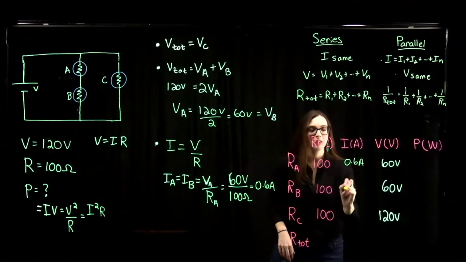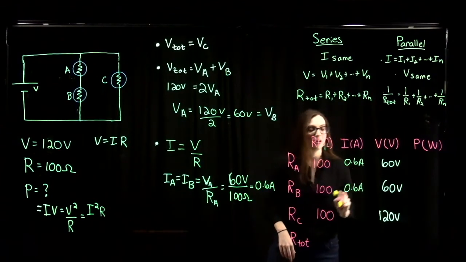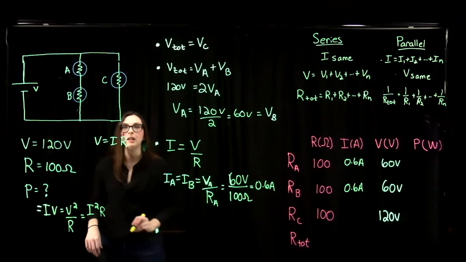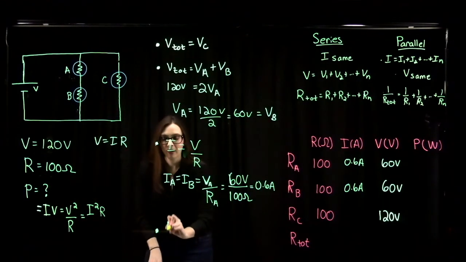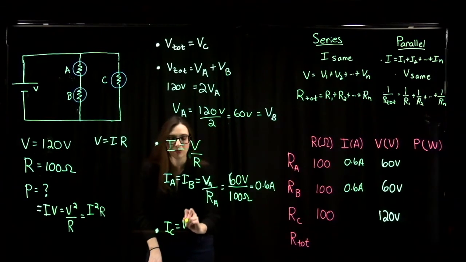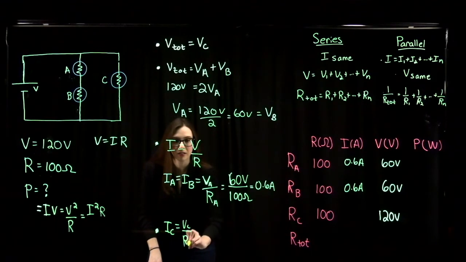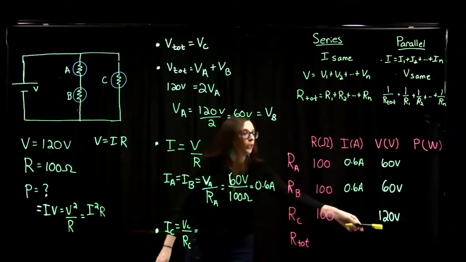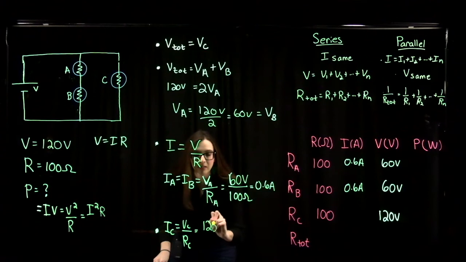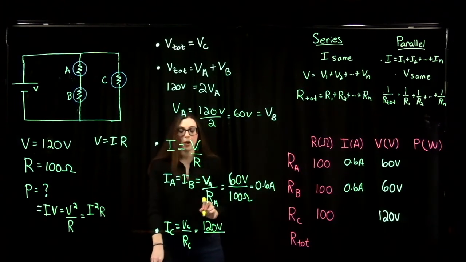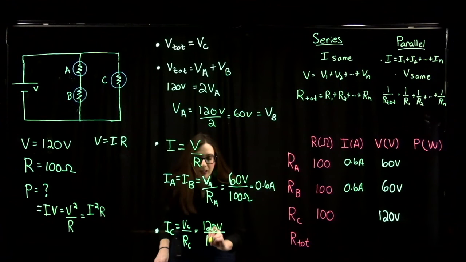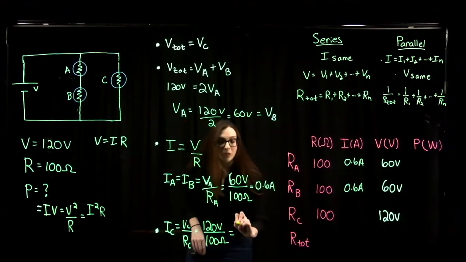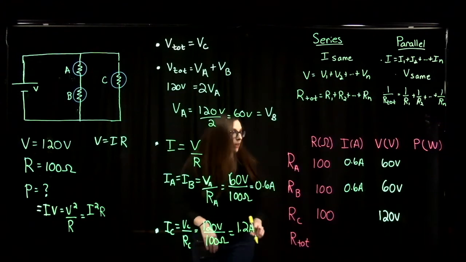Okay, and then to find the current through bulb C, we can do the same thing. IC is equal to VC over RC. And so then that is going to equal, we've got 120 volts of potential across it, divided by the resistance of the bulb, which is 100 ohms. And then 120 volts divided by 100 ohms gives me 1.2 amperes.